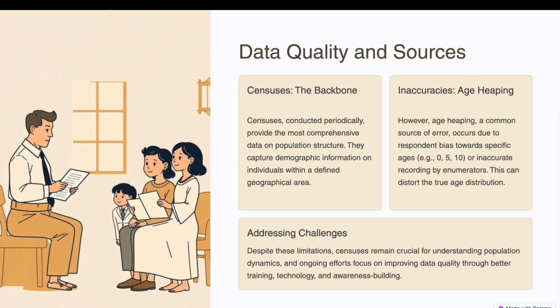To measure these errors, researchers use specific indices. For example, Whipple's index focuses on the digit 0. Myers' blended index analyzes the preference for the digit 5. Other methods, like the accuracy index or smoothing techniques, help correct age distribution errors. So, to sum it up, census data on age can face challenges like selective underenumeration of infants and young adults, rounding off to attractive numbers, and deliberate misstatements of age. These errors can significantly affect population policies, so understanding and addressing them is crucial.